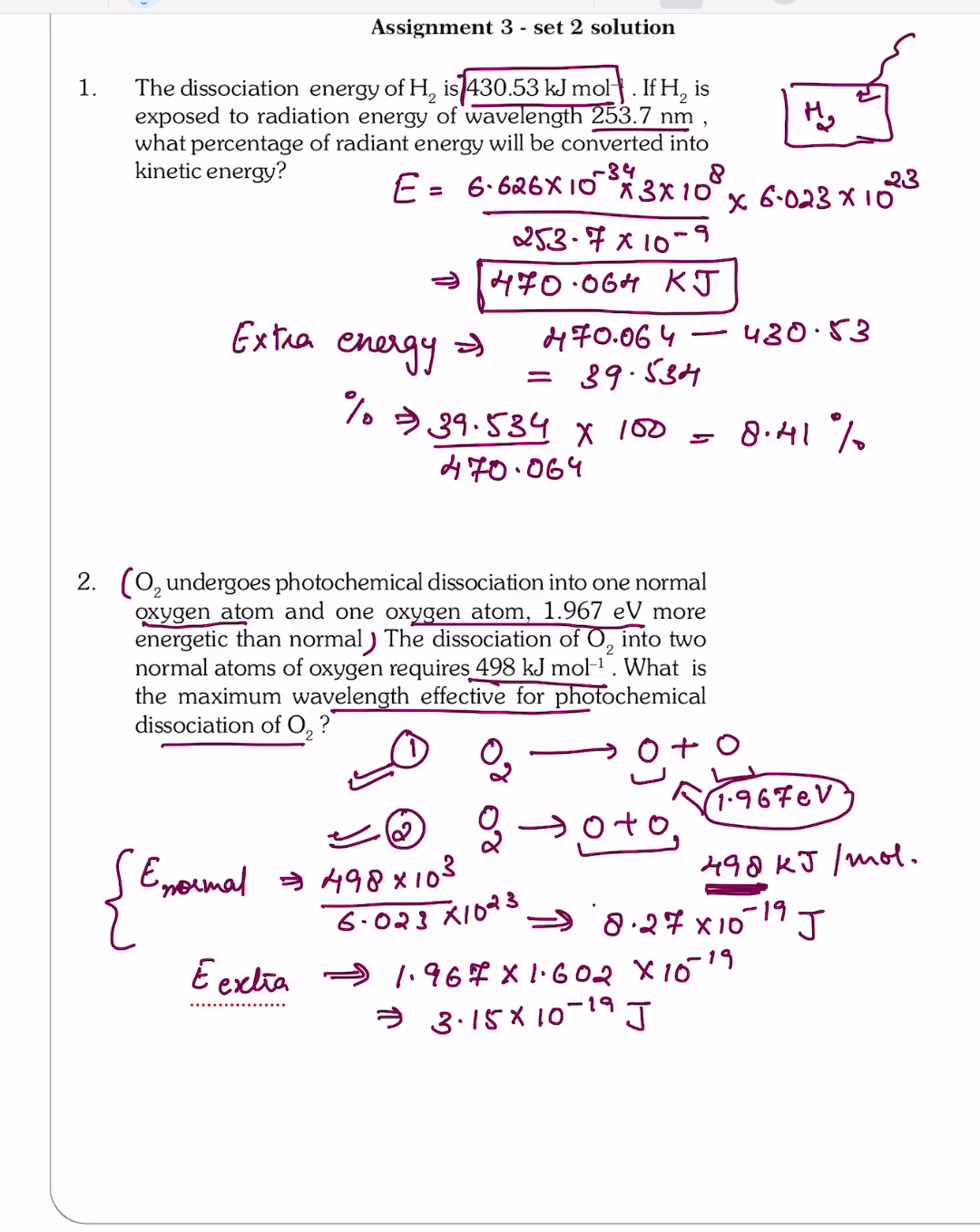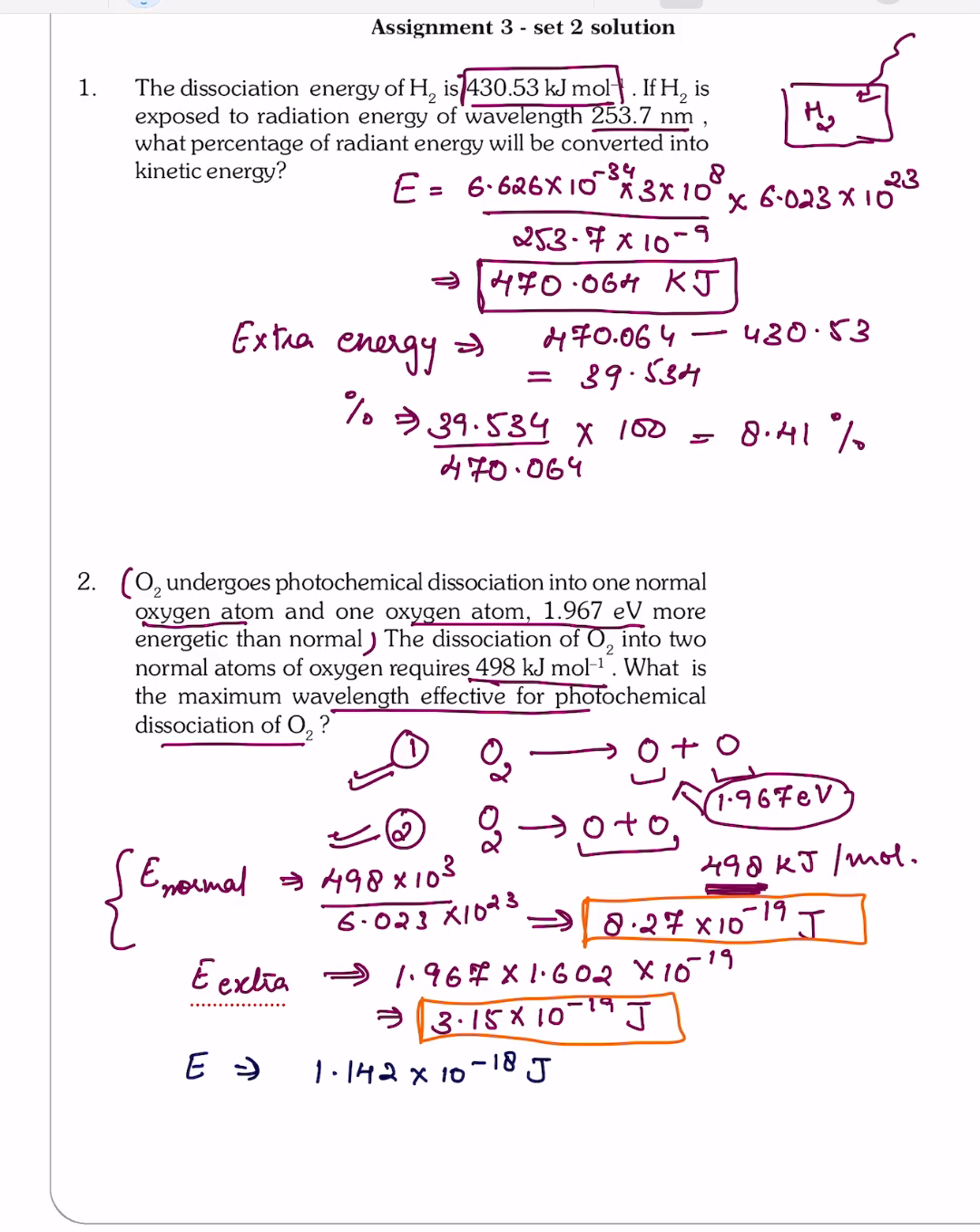That is your normal energy, which we just calculated, plus your extra energy that you require. If we add both, what will be the value of E? E will come out to be, just add them directly, this becomes 1.142 into 10 to the power minus 18 joule. These many joules of energy will be required.